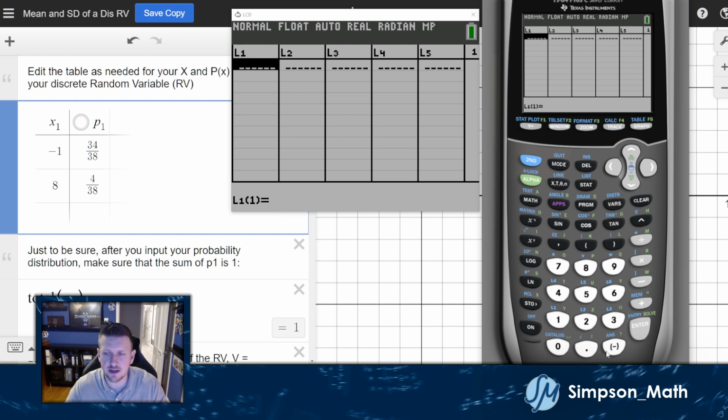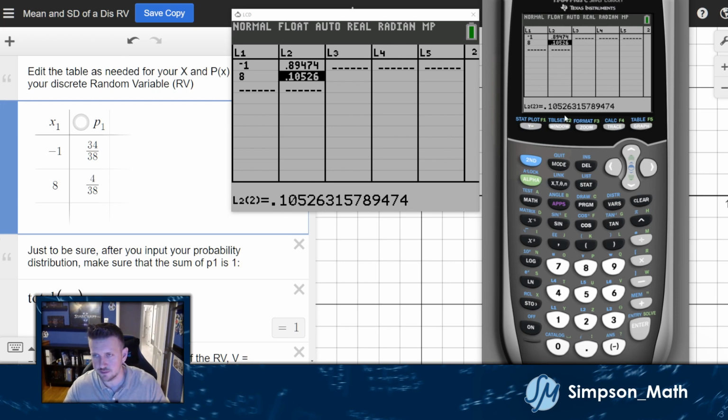All right, so in L1, I'm going to type in my numbers, -1 and 8. Just press enter or down arrow to move between them. And then make sure they're lined up horizontally. So I have 34/38. And then I have 4/38. Don't freak out. The 84 will convert it to a decimal, but it converts it to a lot of decimals. So that way it's still pretty accurate, but it does do that conversion to a decimal. So don't stress about that.